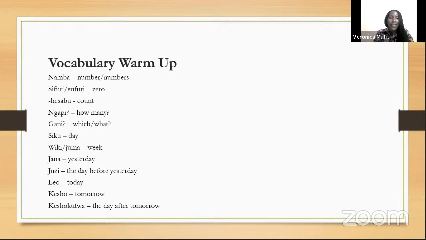Number for numbers or number. And then we have the word for zero. The word for zero is sifuri or sufuri. I don't know if you all can see my pointer. Yes, sifuri or sufuri for zero. And then sometimes I may want you to count. Maybe I grab a few pens and I ask you to count for me. What I tell you is hesabu, hesabu. So I'm giving you an instruction to count, hesabu, count.